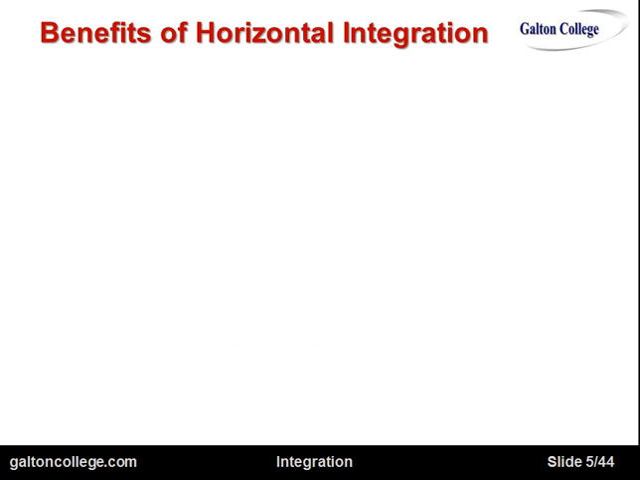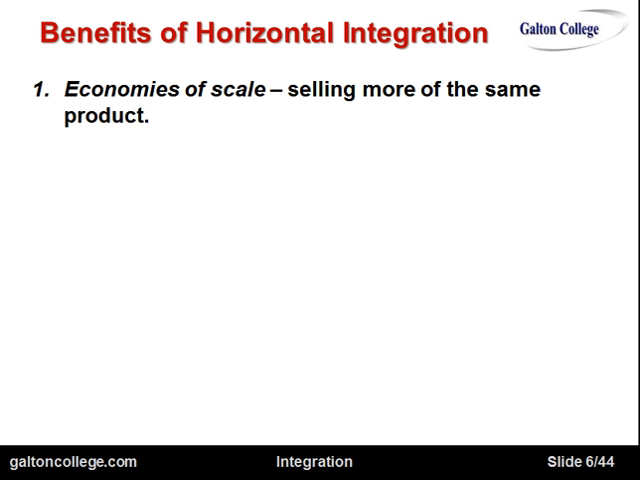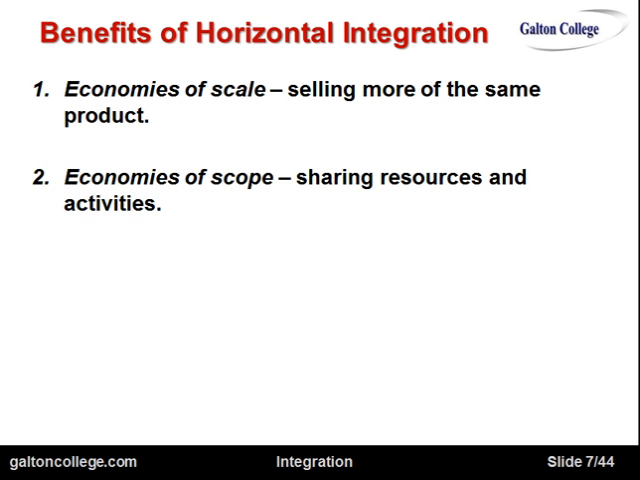Now, what are the benefits of horizontal integration? Well, first of all, there are economies of scale. They're selling more of the product. They're able to negotiate better discounts from the wholesaler or from the manufacturer. They're able to get sources of finance more easily. They're able to have better training schemes for the staff. So there are many economies of scale that flow from horizontal integration.